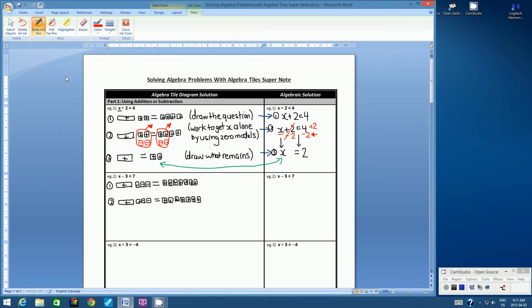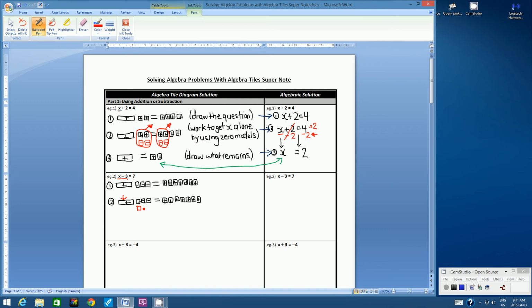Okay, let's go through those series of questions. What side is the variable on? Well, the variable x is on the left-hand side. So let's focus on the left-hand side. We want x here to remain alone. So what's in the way of x being alone? Well, these 3 negative tiles. How do we get rid of 3 negative tiles? How do we negate 3 negative tiles? Well, we add 3 positive tiles.